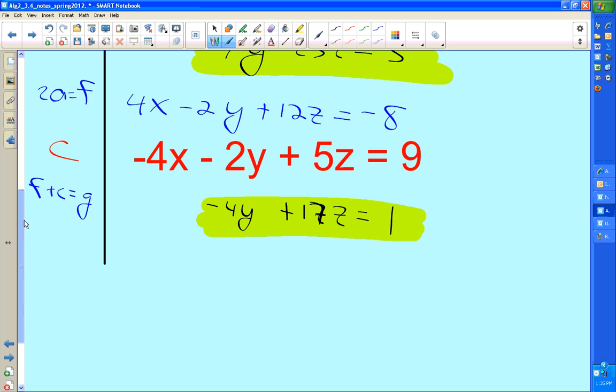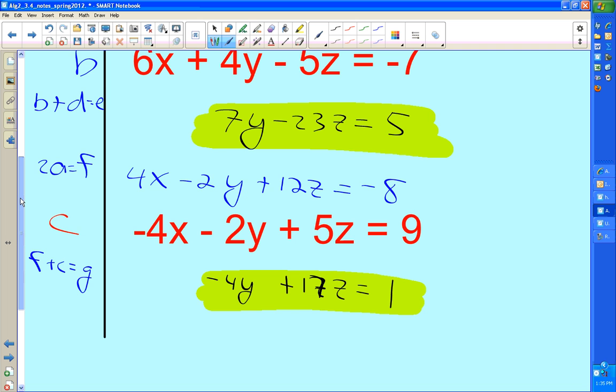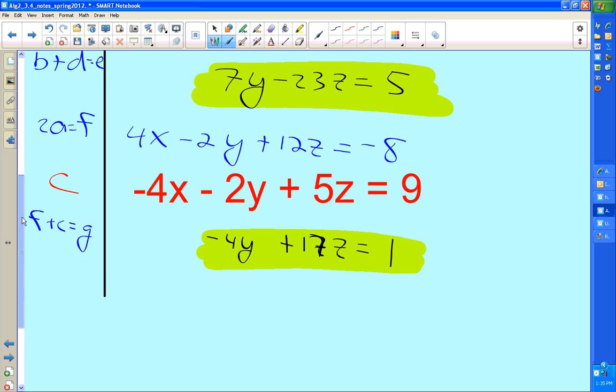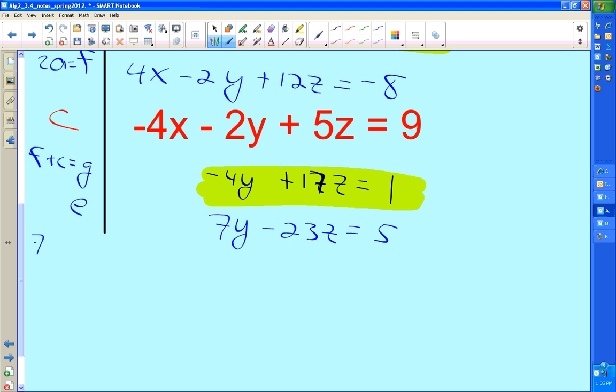I'm going to use equation G along with equation E, which is 7y minus 23z is equal to 5. Which variable should I get rid of now? Yeah, y. Either way, it's going to be kind of a challenge. We're going to multiply 7 times equation G, and that's going to give you equation H.